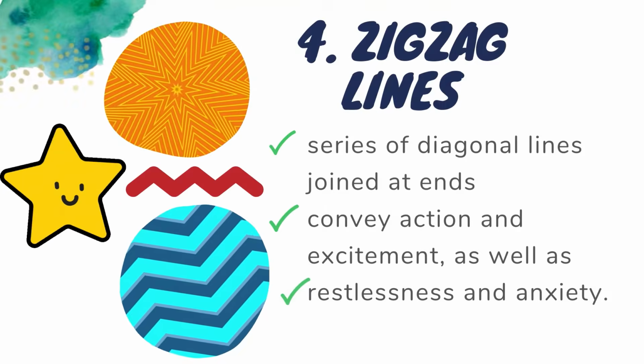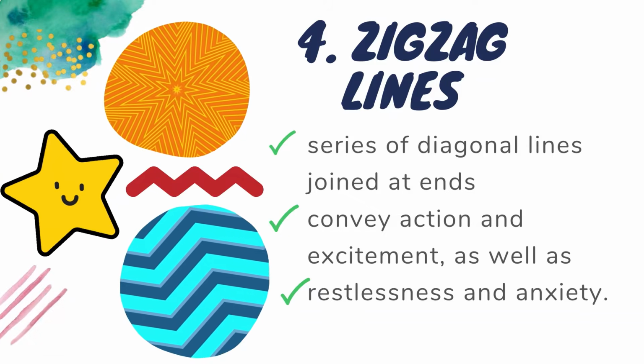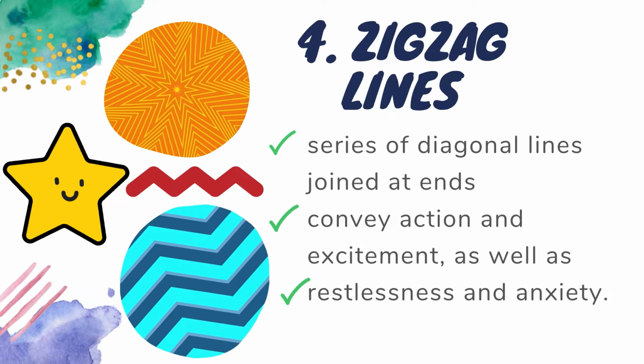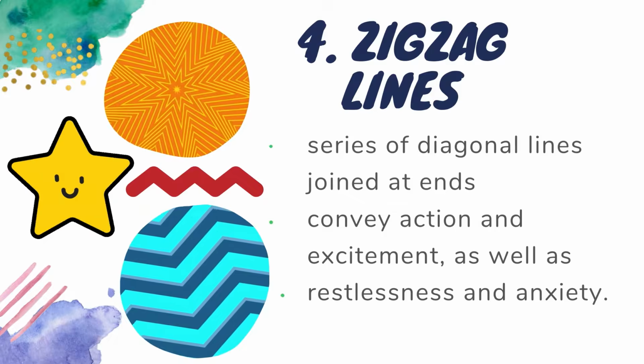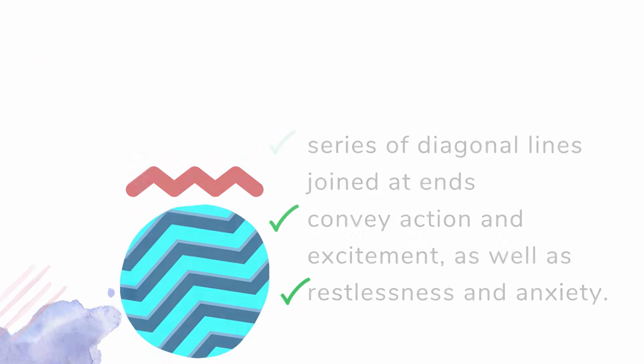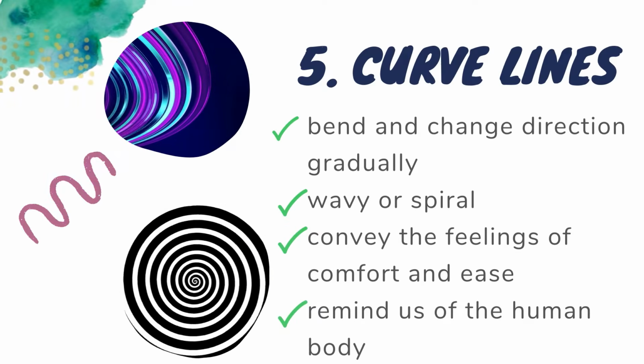Number 4, zigzag lines. Zigzag lines are a series of diagonal lines joined at ends. Look at this example. It conveys action and excitement.